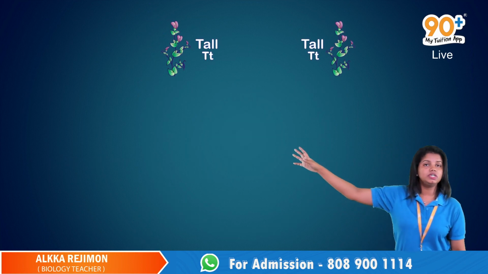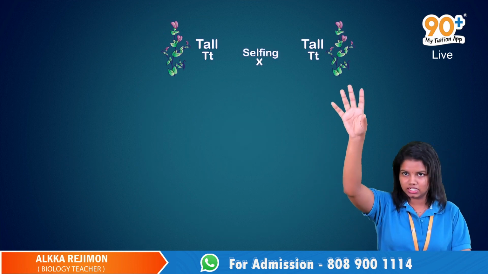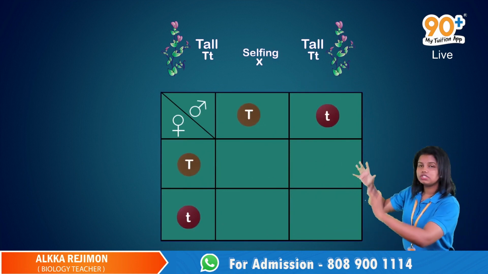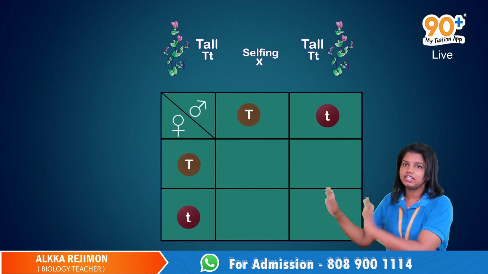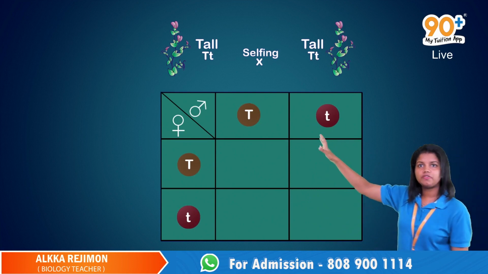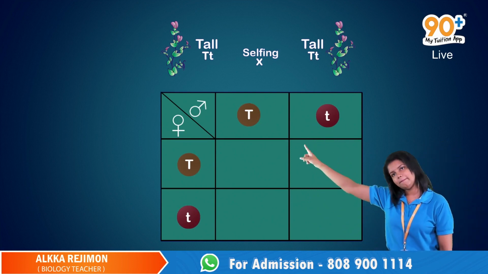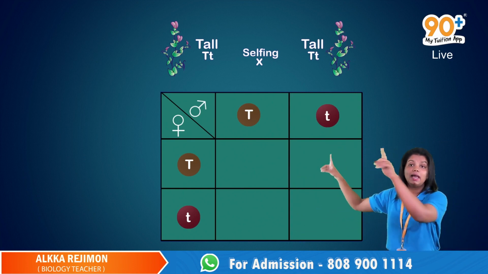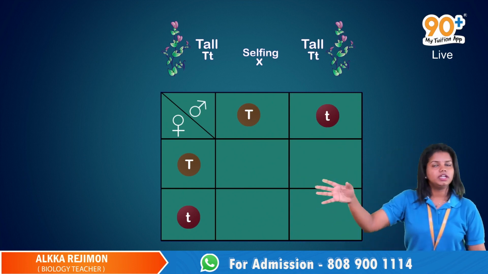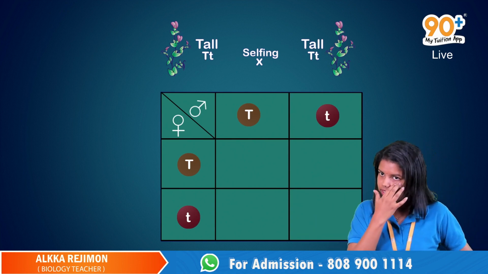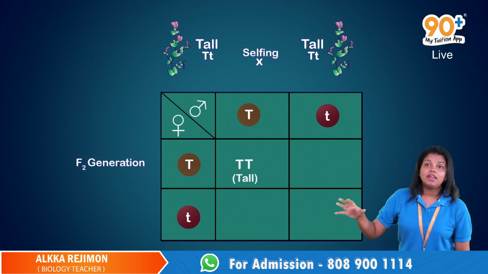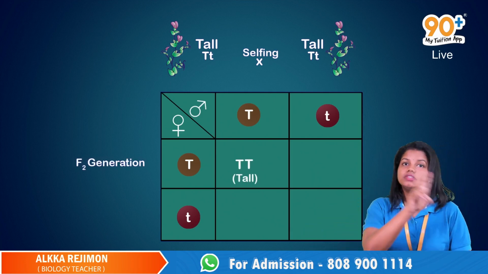So here you can see self-pollination between capital T small t and capital T small t is being done. Selfing. We study this using a Punnett square. So you can see instead of writing small t, we used capital T small t. Capital T small t. That is the parental genotype. Now let's see how the offsprings are going to be. Yes, play. The children produced here we call the F2 generation because this is the second generation.